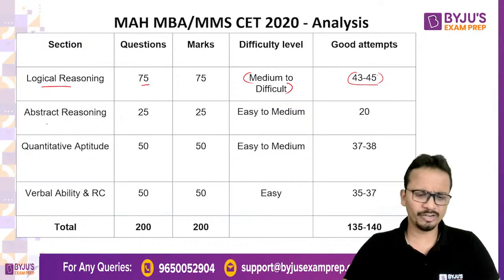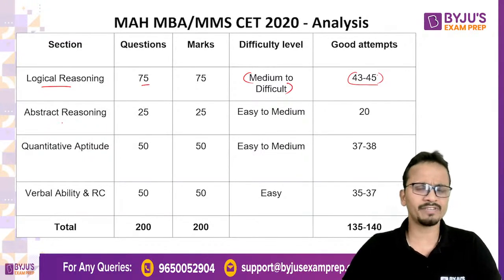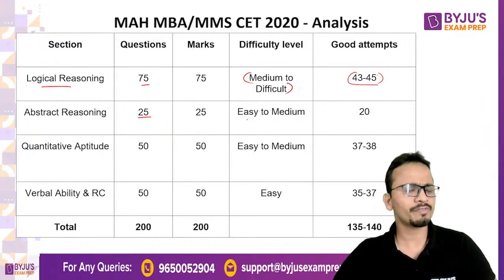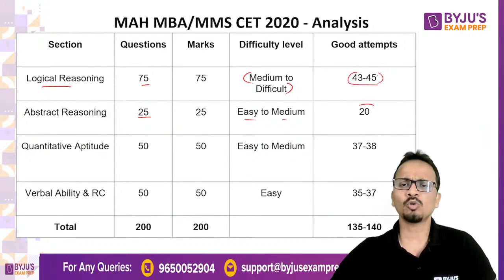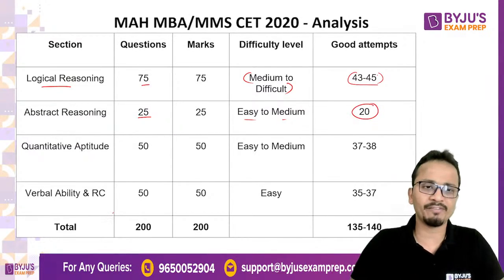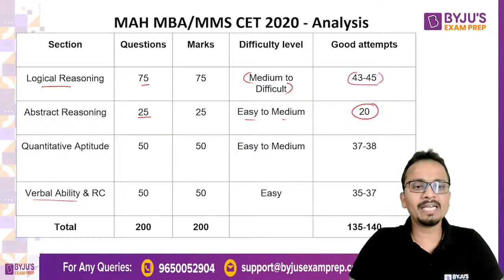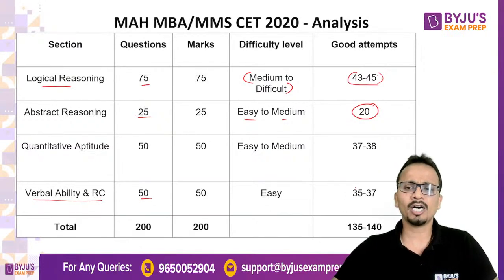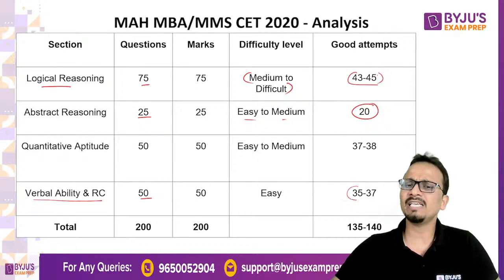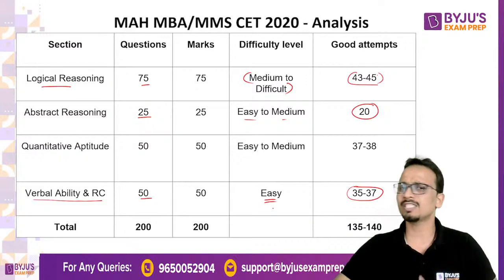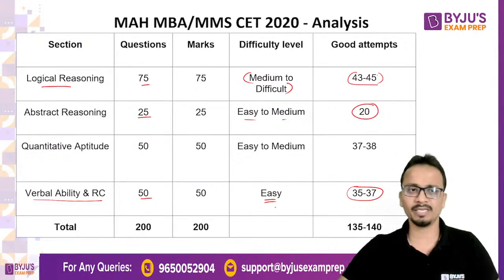Abstract reasoning, generally the section is not a difficult section. This has 25 questions. The level of difficulty was easy to medium. So good attempts will be 20 out of these 25 questions. Now, verbal ability and reading comprehension section, out of 50 questions, I can say that students could have easily finished 35 to 37 questions because the level of difficulty was easy in this particular year.